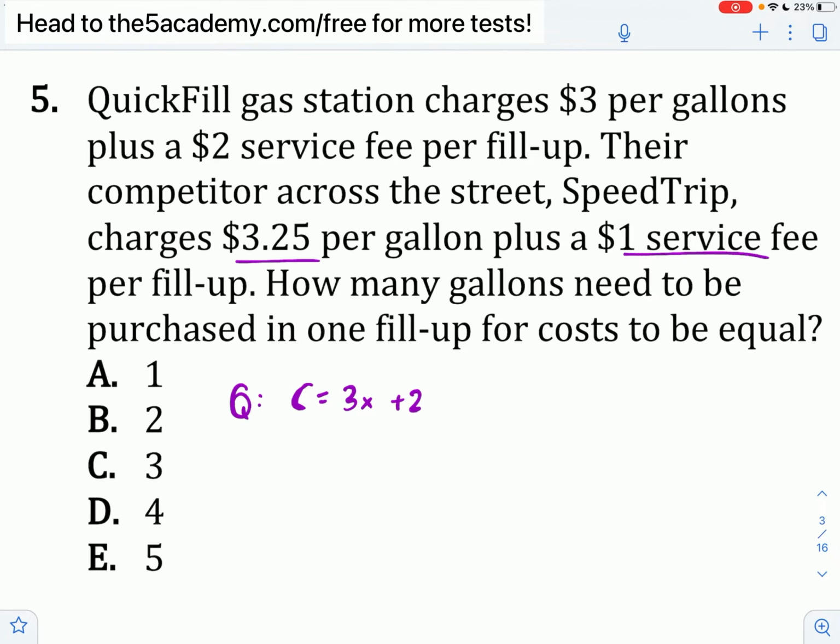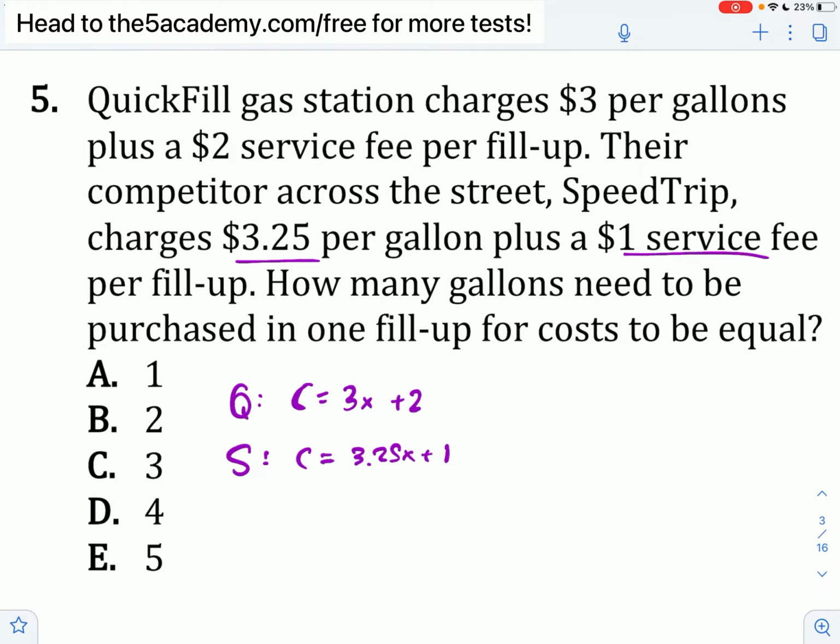Now what you'll notice is this is actually y equals mx plus b form. That's why it's so applicable, the slope-intercept form. Okay, but just keeping that in mind. And then the other gas station is Speed Trip. That cost is equal to 3.25x, where x is the number of gallons, plus 1, okay?